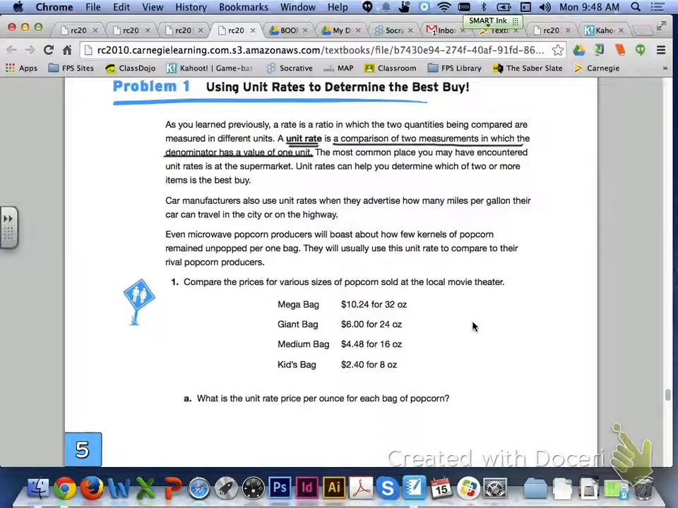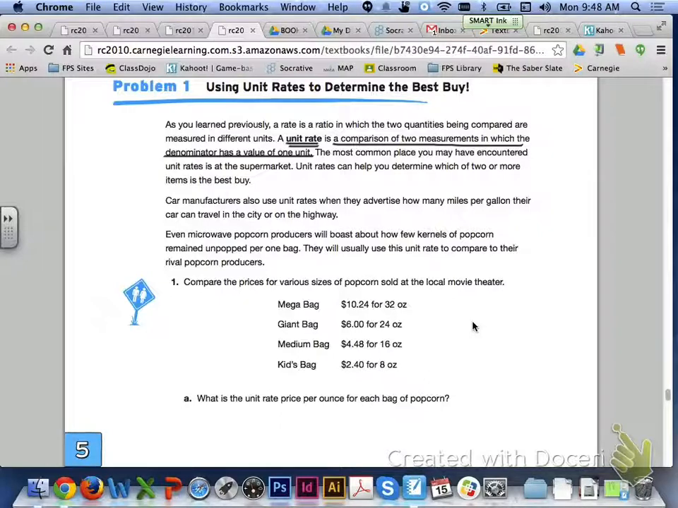Let's take a look at problem 1 on page 372, using unit rates to determine the best buy. It says, as you learned previously, a rate is a ratio in which the two quantities being compared are measured in different units. A unit rate is a comparison of two measurements in which the denominator has a value of 1 unit. The most common place you may have encountered unit rates is at the supermarket. Unit rates can help you determine which of two or more items is the best buy.